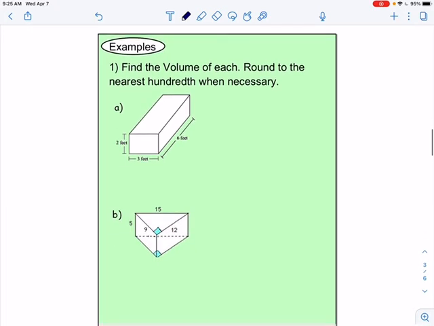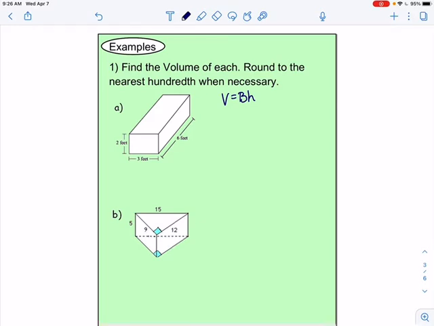As always, we'll do some straightforward examples first before we take it a step further. We want to find the volume of each, and we want to round to the nearest 100th when necessary, so 2 spots after the decimal. This is a rectangular prism, so the volume is going to be the area of the base times the height. This base is a rectangle.